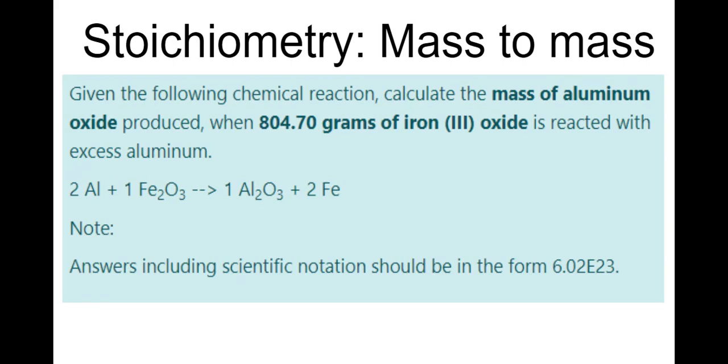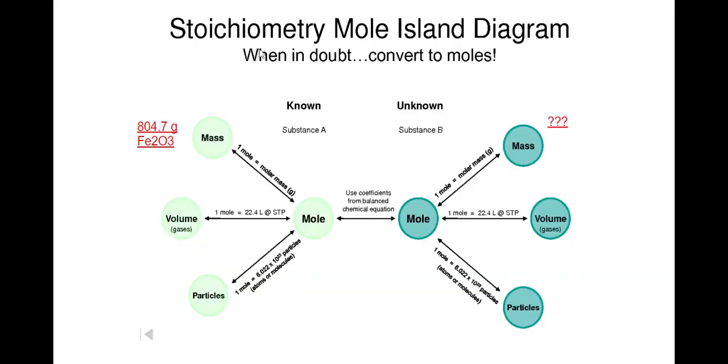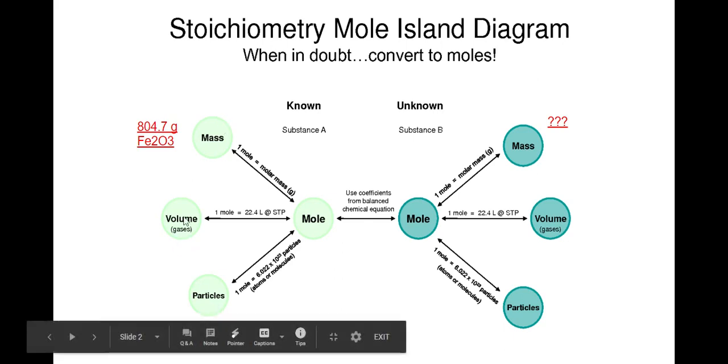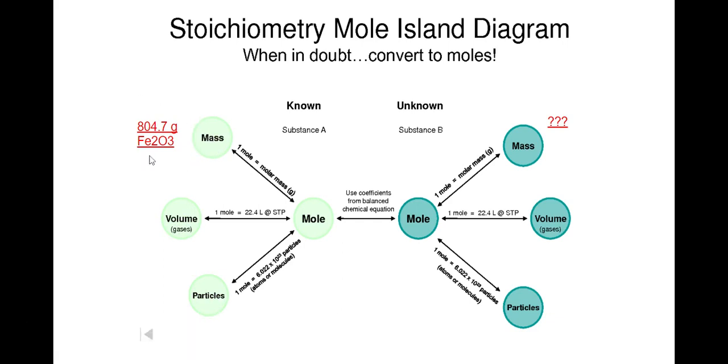So let me show you a tool that I'm going to give you called a mole island diagram. You can use this tool to help you organize your stoichiometry, and this is how you'll do it. First, you figure out what your known is. In this case, we were given a mass of iron 3 oxide. So I'm going to start right here, 804.70 grams Fe2O3. That's the mass.